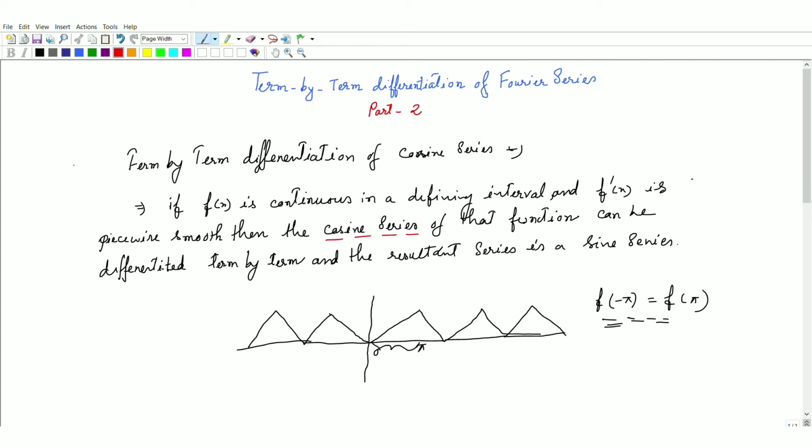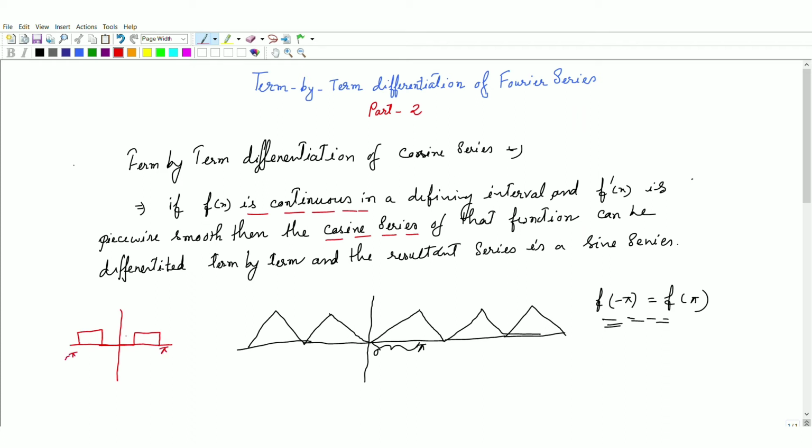The only condition is that the function has to be continuous in the defining interval, and another condition is that f dash x should be piecewise smooth. So why does this function have to be continuous? See, an even function can also be not continuous in the defined interval. Suppose I draw one function like this. This is the defining interval, from minus pi to pi.